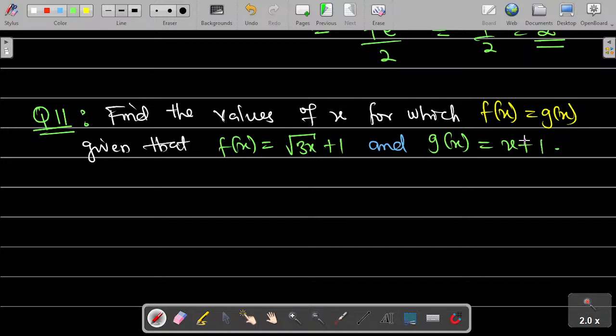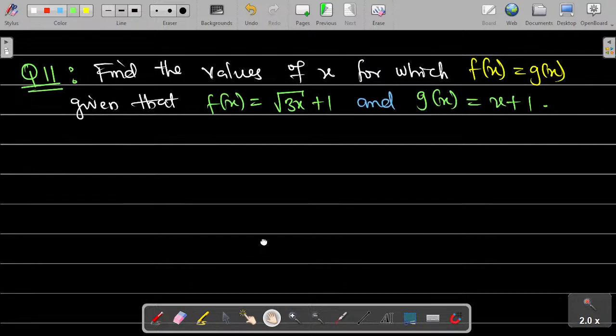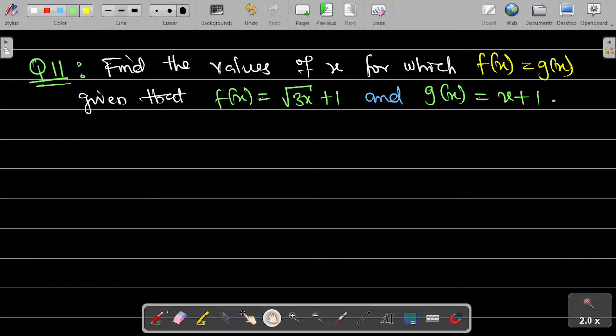Beautiful. I think this is very amazing. Okay, very, very beautiful. All right, so how do you do that? Okay, so this question, like I said, is very nice. They are asking us to find the value of x that will make this f of x equal to this g of x.